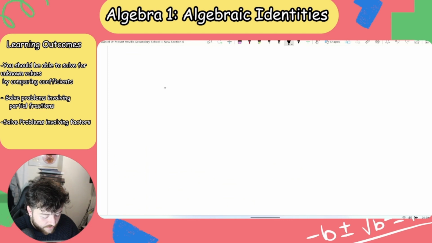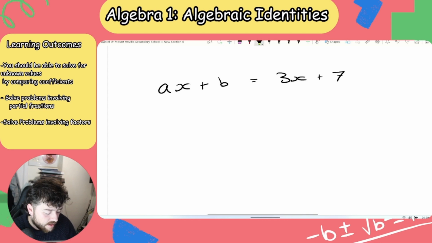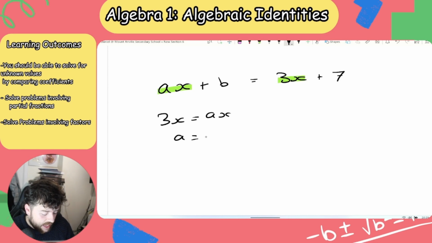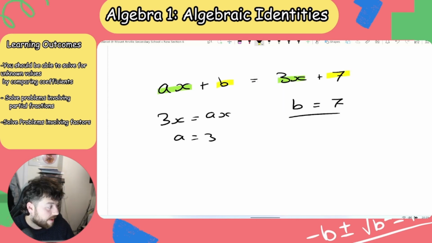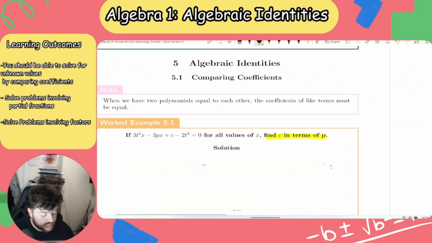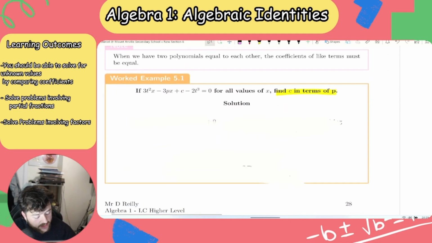So for example, if I have ax plus b is equal to 3x plus 7, I'm going to have 3x is equal to ax, so a is equal to 3, and then b has to equal 7 because they don't have the x term in them. The same goes for binomials, trinomials, polynomials of degree 4, etc. So let's have a look here.